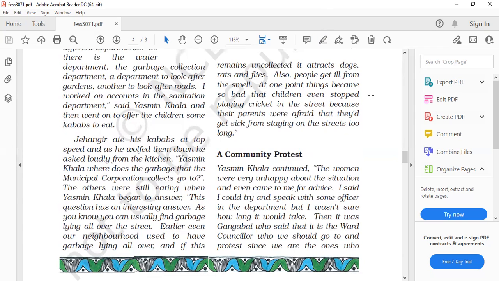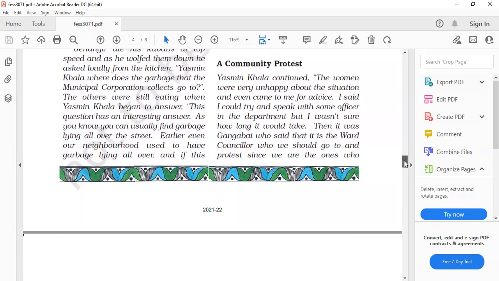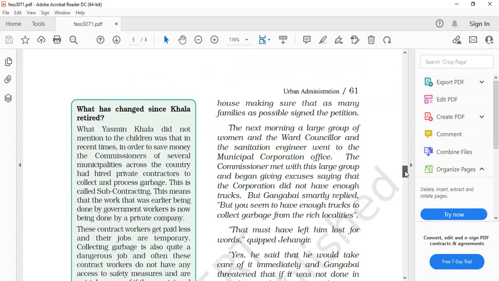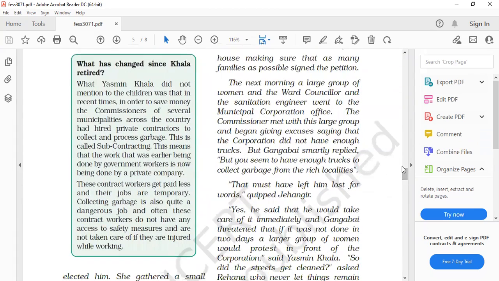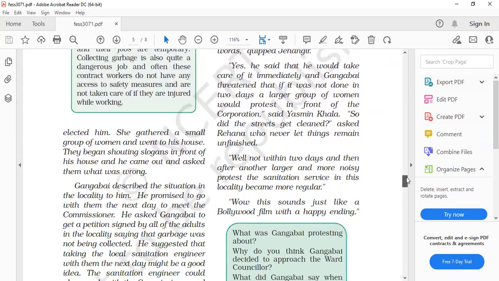And next, it is also a long answer type question: what was its outcome? Let's see what was its outcome. This is the reason for the protest, why the protest took place, and what was its outcome, as mentioned by Yasmin Khala in this chapter. Okay, so let's see what was its outcome. For the outcome, we have to move to the next page. See here, you can see the Gangabai protest.